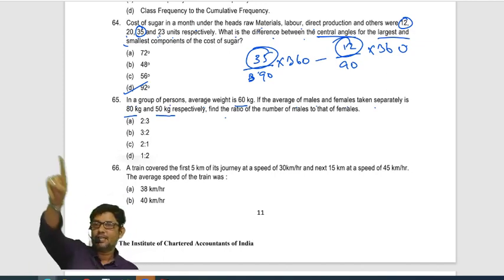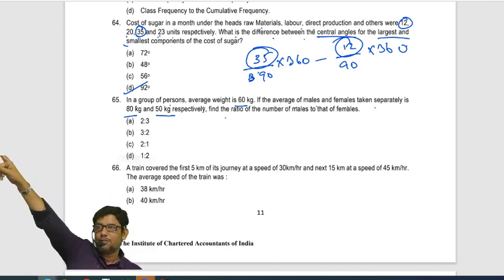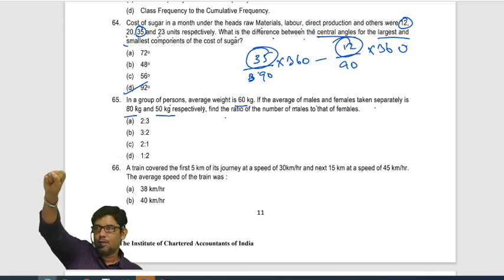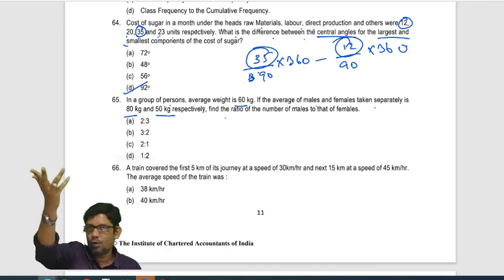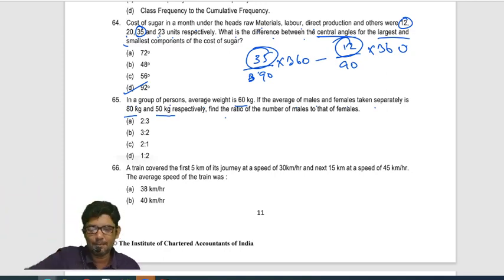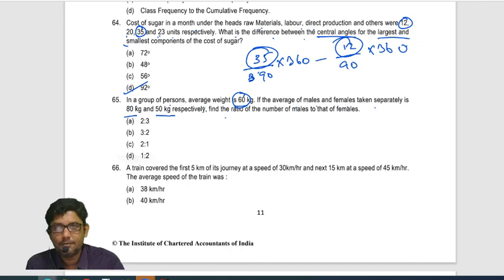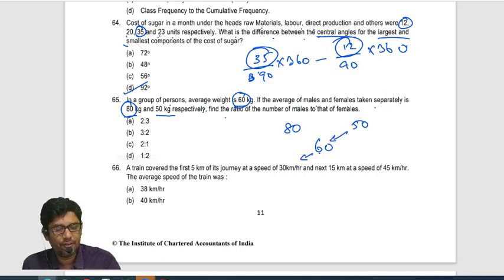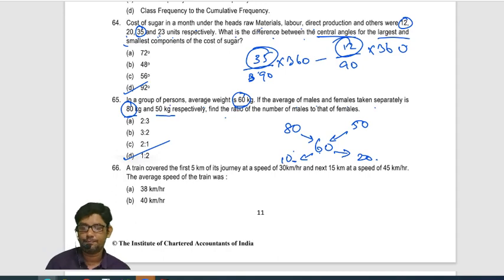This question is from ratio proportion also. Sir, I will use the combined arithmetic mean formula. Don't waste your time. Don't use combined arithmetic mean. Very simple logic. What is average weight? 60. First group weight? 80. Second group weight? 50. Find the difference. Difference between 50 and 60, and between 80 and 60. So 10 is to 20, which is nothing but 1 is to 2. Answer over.